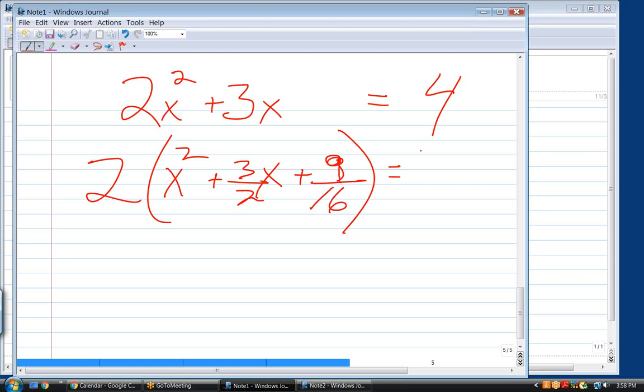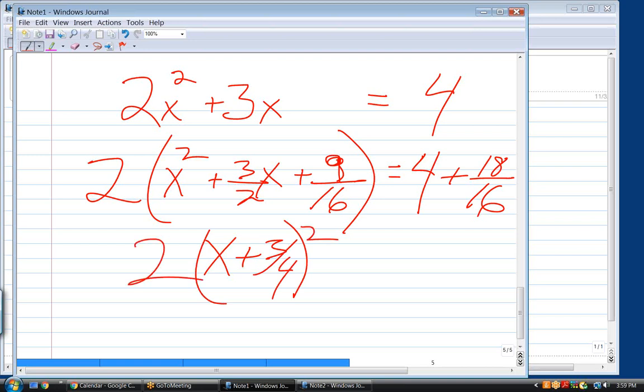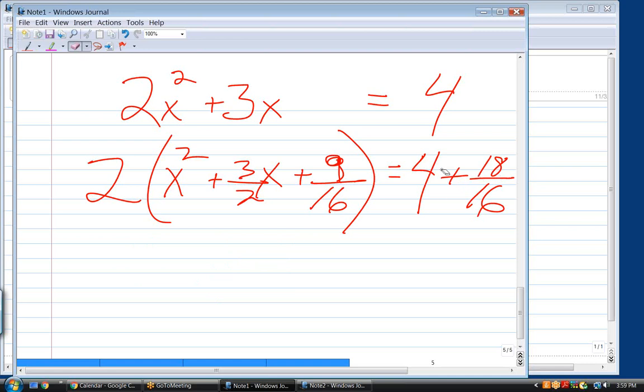Now here's the tricky part, and the reason I asked. What do I have to add to the other side of the equation to balance what I just wrote in there? 2 times 9/16. Yeah, 2 times, not just 9/16, but 18/16. And then, of course, this becomes x plus 3/4 squared, and you end up with that. Okay. And then you subtract the 4, well, you add those two numbers and divide by 2. And take the square root of both sides and so forth and so on.